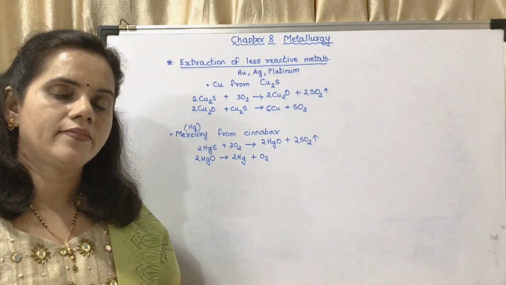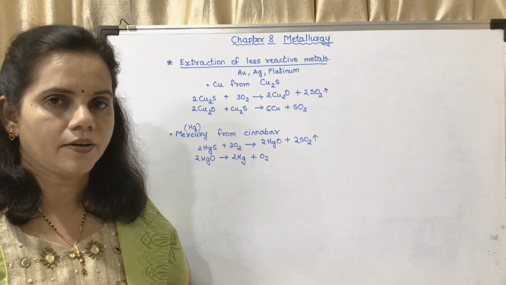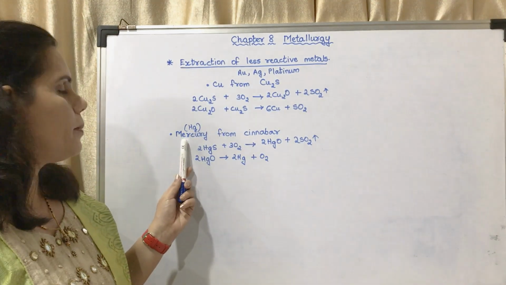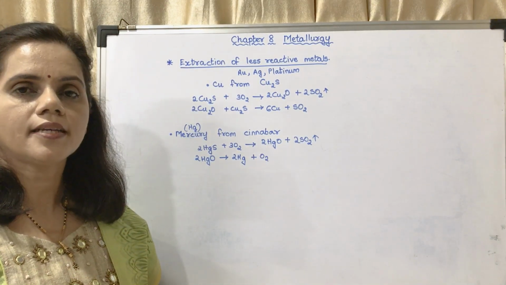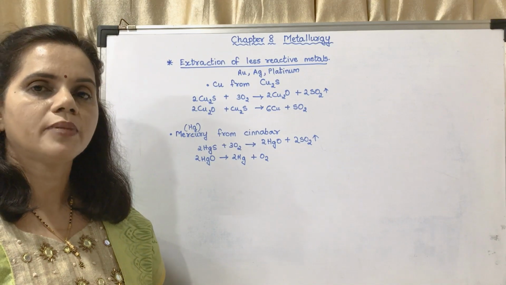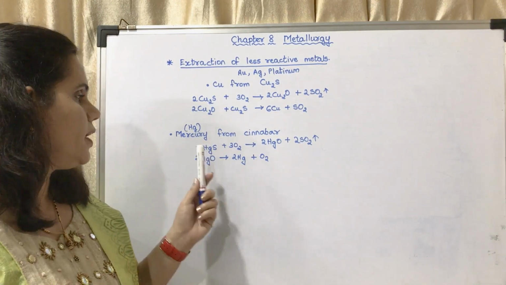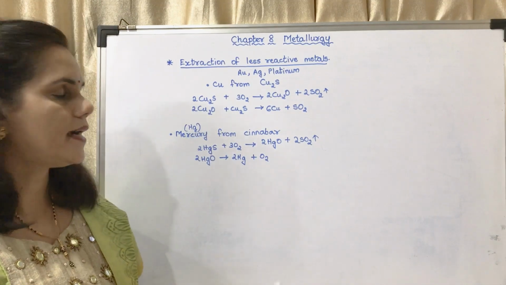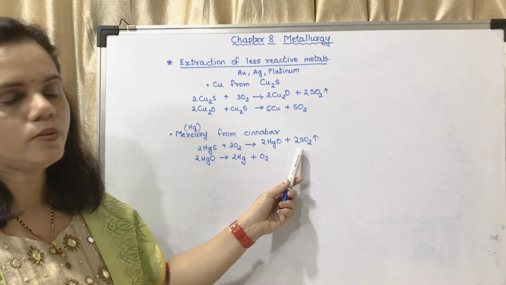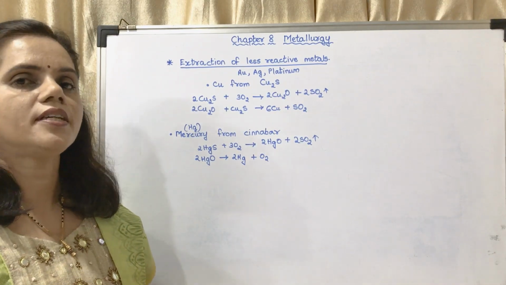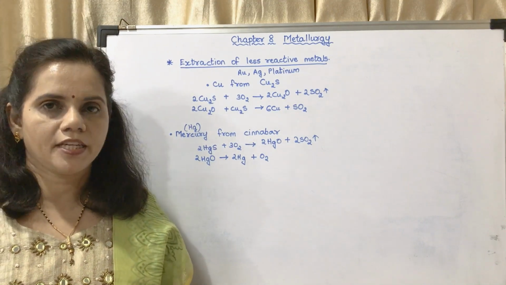These reactions are very, very important. A 3-mark question is asked about extraction of copper. Next is about mercury. Mercury, the ore is cinnabar. This is an objective question: the ore of mercury is cinnabar. It is HgS. 2HgS, if it is heated, will react with oxygen to form HgO and SO2. This HgO, if it is further heated, will form Hg, that is mercury.